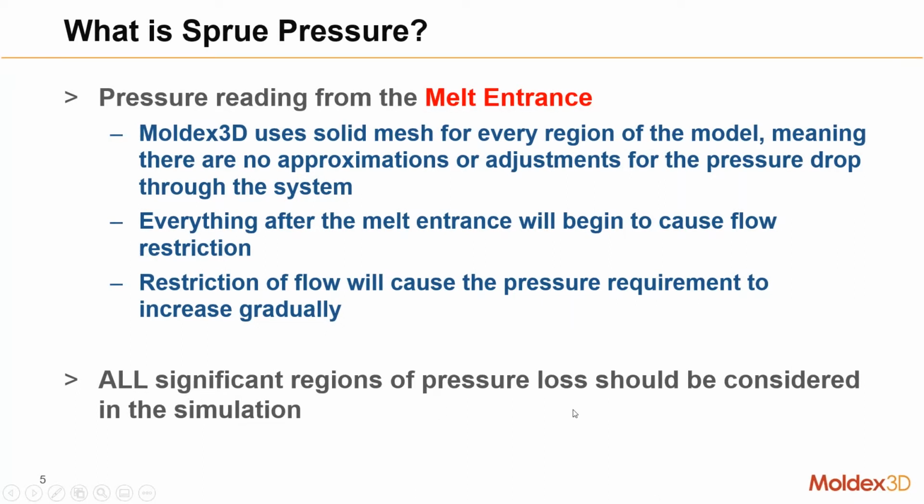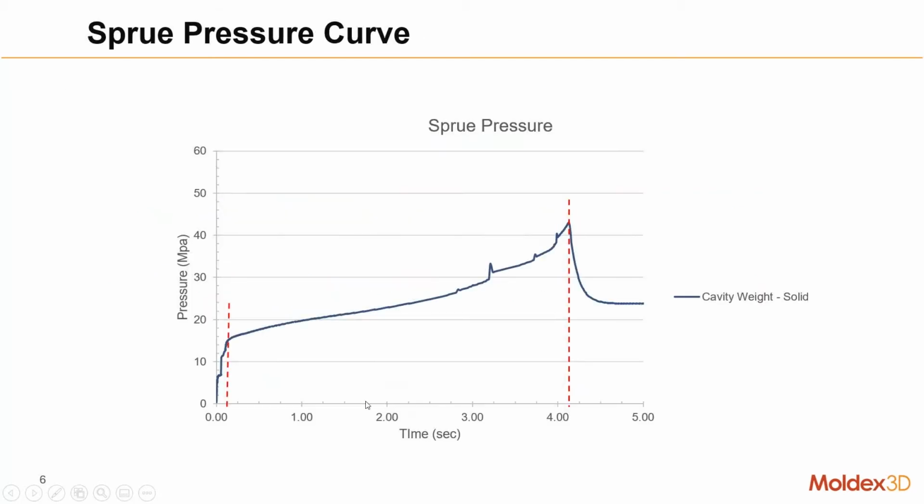All significant regions of pressure loss should always be considered in the simulation. This is actually a thematic statement that I'm going to be reiterating quite a few times throughout this webinar. Whenever we are looking at pressure differences, it's always important to make sure that everything is modeled into the software. The software can only calculate things that are included. It doesn't know what we want it to do intrinsically.